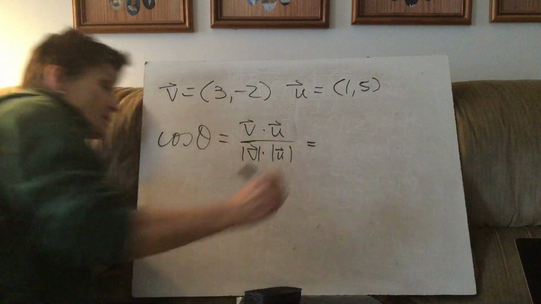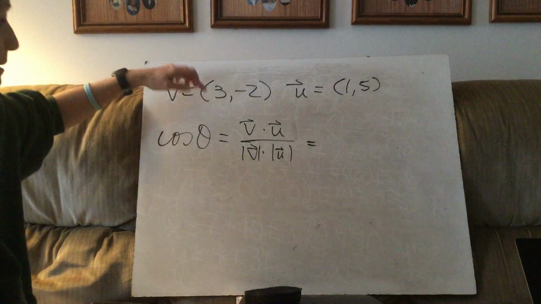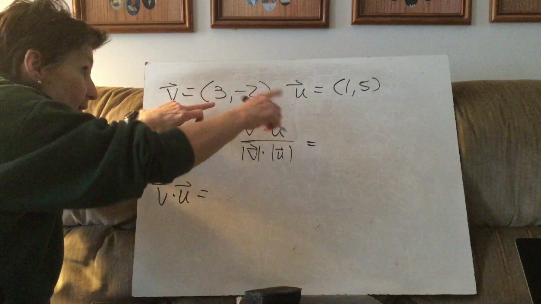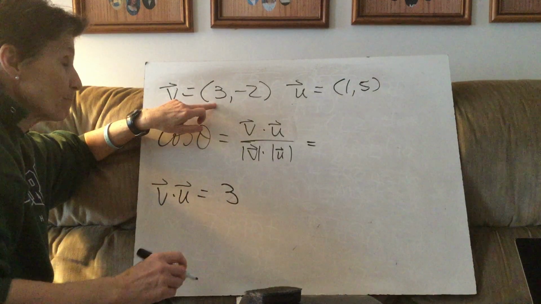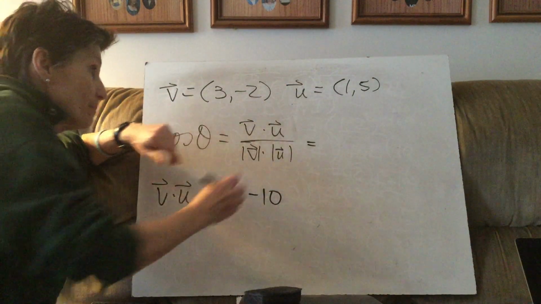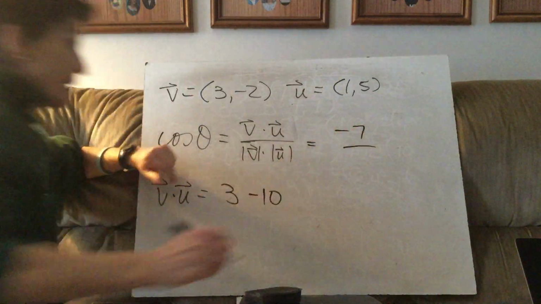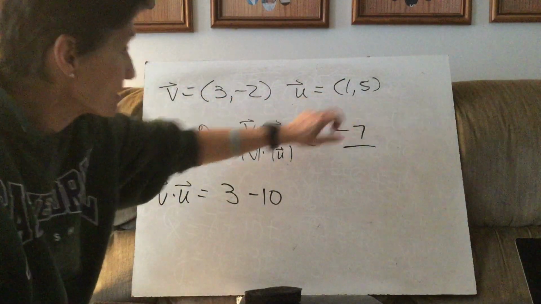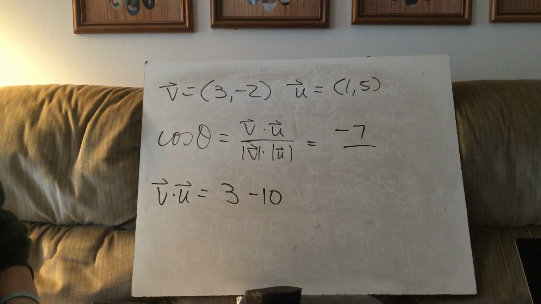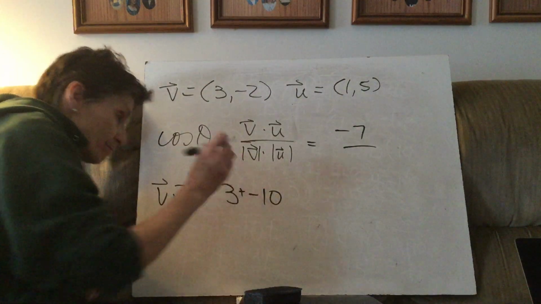Okay? So let's do our dot product. Our dot product is x times x, so that'll be 3. Y times y, that'll be -10. Add them together, the dot product is -7. X times x, y times y, add them up. 3 plus -10.